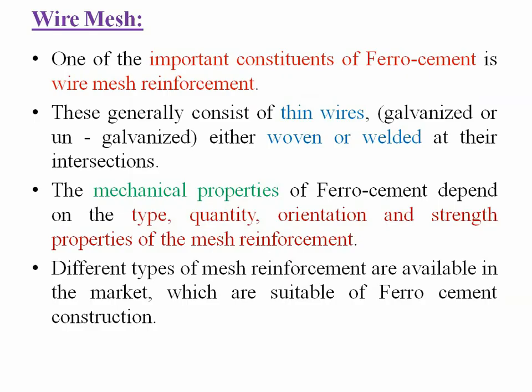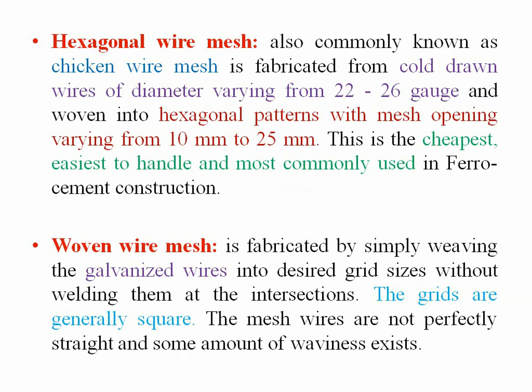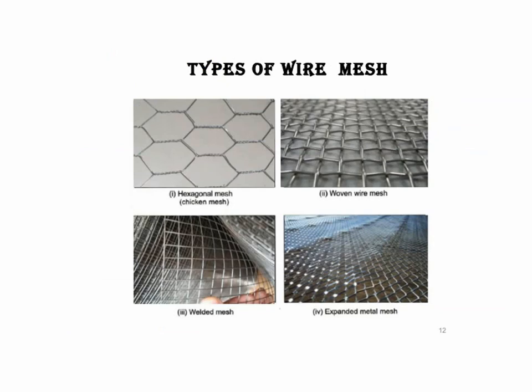So the first one is hexagonal wire mesh. As I told, it is also called chicken wire mesh, and it is fabricated from cold drawn wire of diameter varying from 22 to 26 gauge. Here in hexagonal wire mesh, the diameter of wires ranges from 22 to 26 gauge and is woven into hexagonal patterns with the mesh opening varying from 10 to 25 mm.